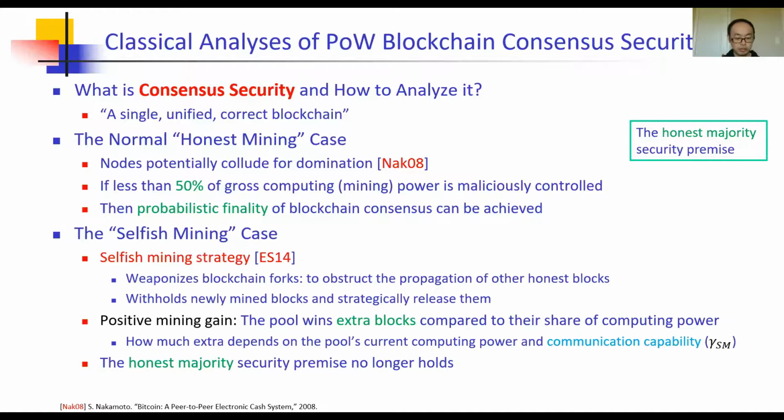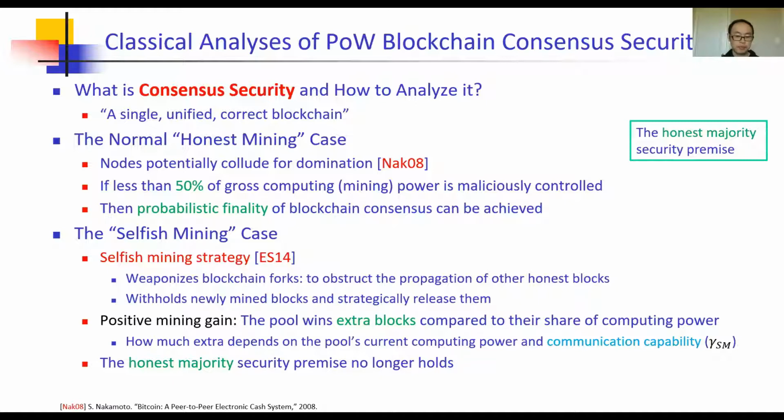adversarial case called selfish mining, which was proposed much more recently. It assumes a pool of nodes called a selfish mining pool performs the selfish mining strategy. The core idea of the strategy is to weaponize blockchain forks to deliberately obstruct the propagation of the honest blocks. And by doing so, the selfish mining pool can win positive mining gain. That is, the pool wins extra blocks compared to their actual share of computing power. But how much extra depends on the key metric, which we call the communication capability, or gamma SM.